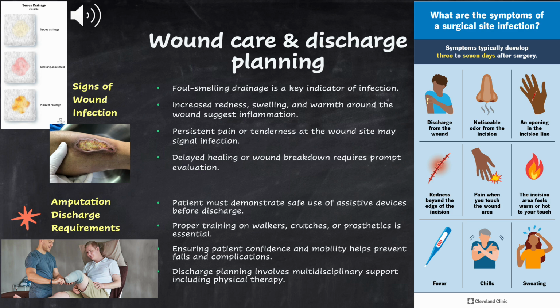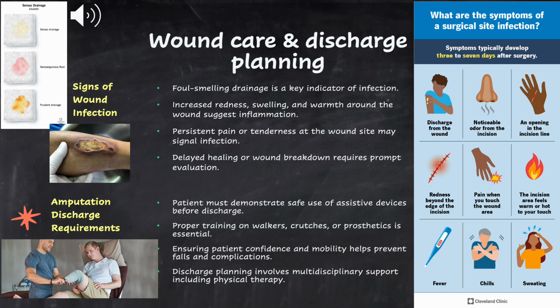For surgical site infections, symptoms often develop 3 to 7 days after surgery. Watch for discharge from the wound, noticeable odor, redness extending beyond the incision, warmth, fever, chills, or sweating. Early recognition prevents systemic complications.